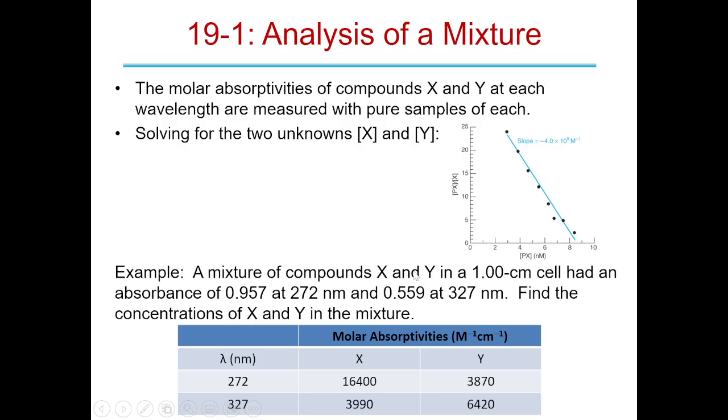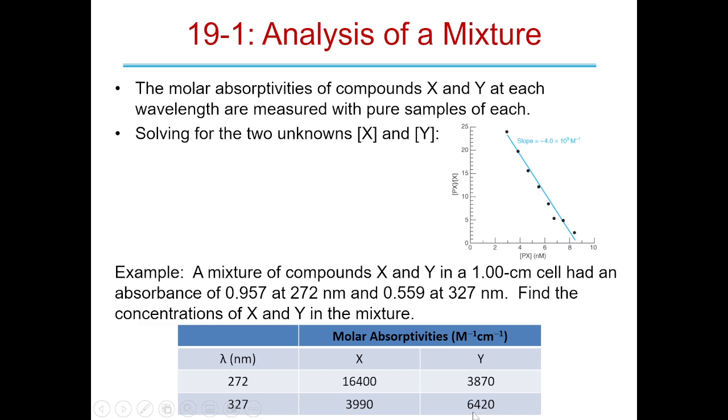So here we see a mixture of compounds X and Y in a standard cell, a 1 centimeter cell. We find an absorbance of 0.957 at 272 nanometers and 0.559 at 327 nanometers. You would then find the concentrations of X and Y in the mixture. In this case, we have molar absorptivities for each of these species. See that? So these are the molar absorptivities at this wavelength, and these are the molar absorptivities at this one.